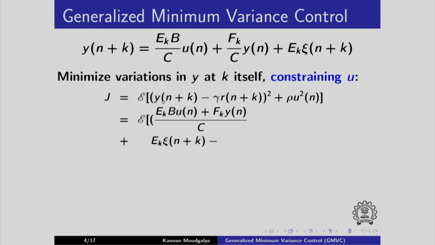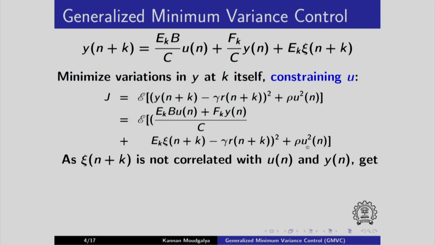So let us substitute for Y from here. So we get EKB plus FKY coming here divided by C, and then plus EK of C n plus k, that is for the first term. Then we have gamma into R and this whole squared plus rho times U squared. Now we have to evaluate this.